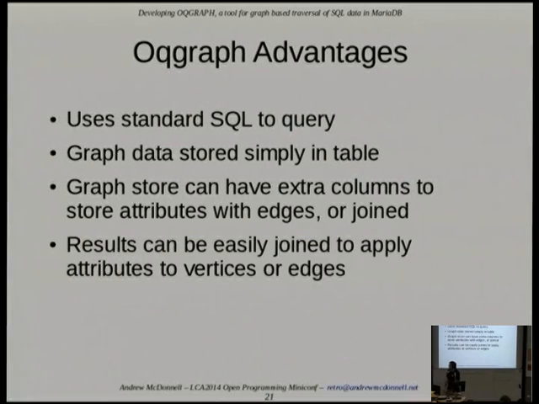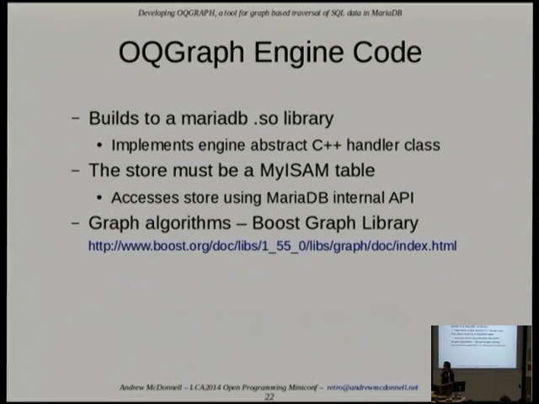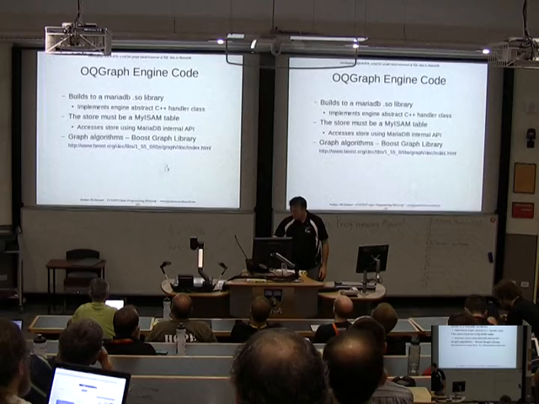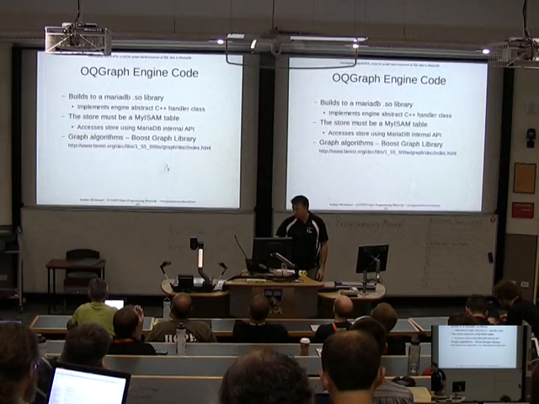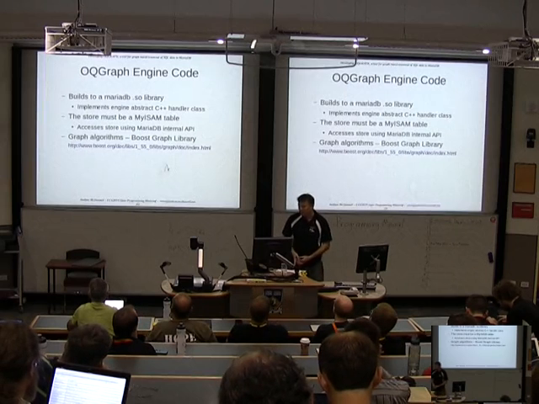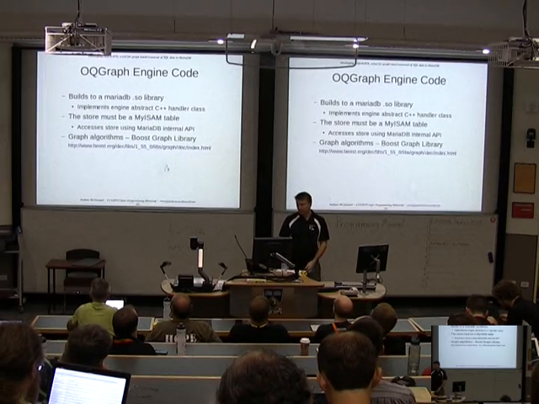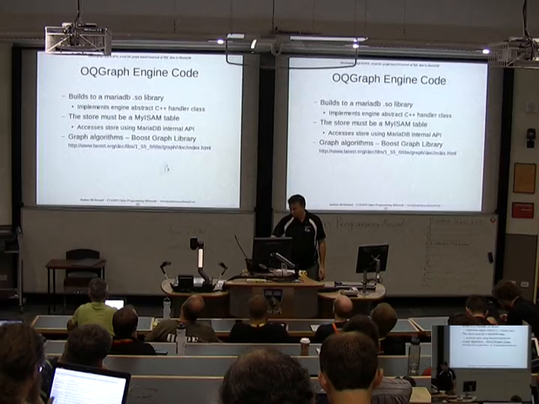So we've pretty much covered the advantages of using OQGraph. You have a normal table with all your normal data, you write the virtual table, and then you just do a simple query using the latch. And you can join the results and do whatever you need to do. And that brings me to the next point, which is there's a few constraints. We implemented the algorithms using the Boost Graph library. It's implemented using a handler class, so it's a standard plugin for MariaDB, so you can turn it on and off.